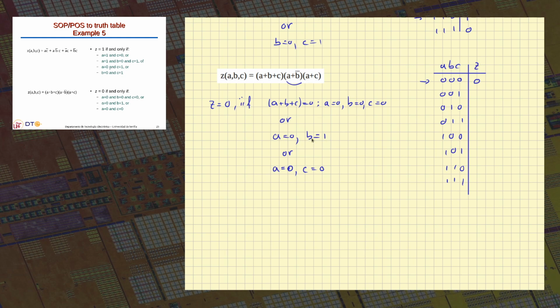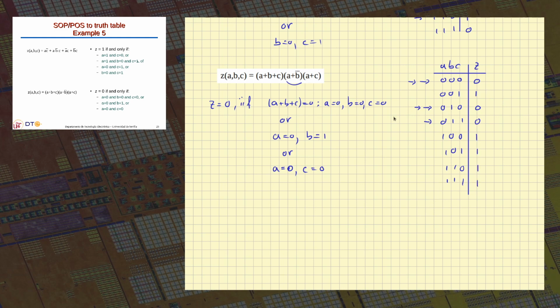These conditions, A0 and B1, correspond to this row, and A0 and B1 this row here as well. Okay, so in both these cases the function is 0 as well. And the last condition is A0 C0, this case we already considered, and A0 C0, this case that we already considered as well. Okay, so there are no more cases. So in the rest of the cases, the function will be 1.